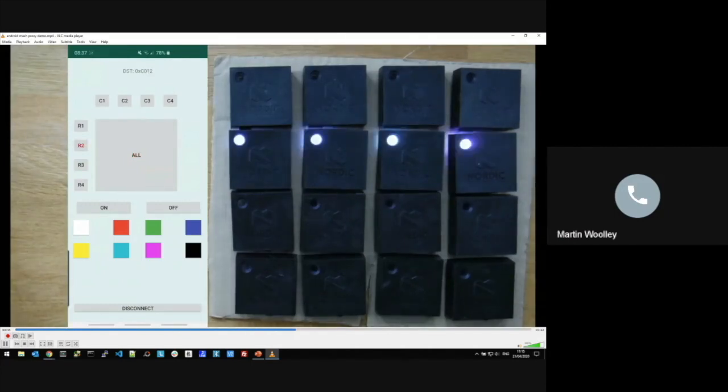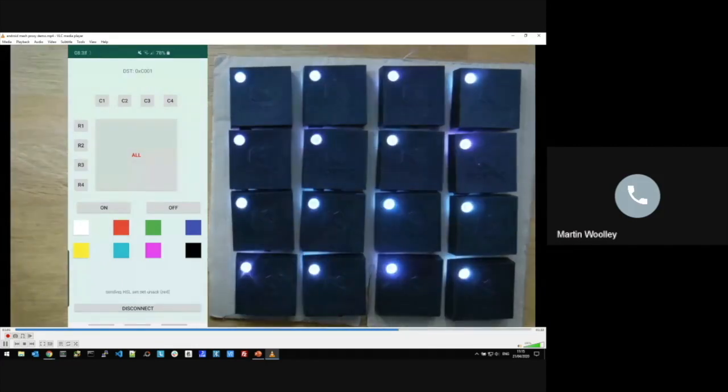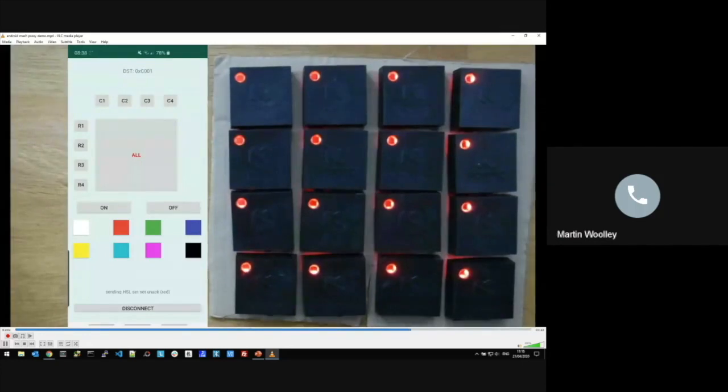I've changed the address to row 1, sent an on message. I've chosen column 3, sent an on message, so those devices respond. I've switched back to the all devices address, switch them off, switch them back on. I'm now going to change that color. There you go. So I'm sending different types of Bluetooth mesh messages.